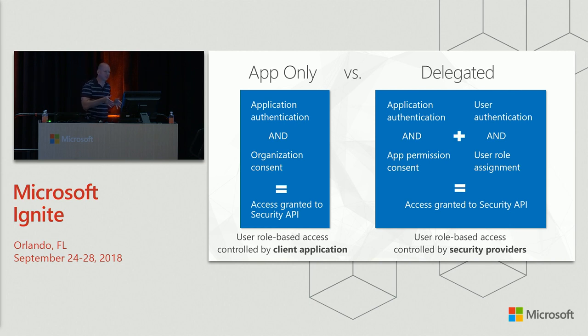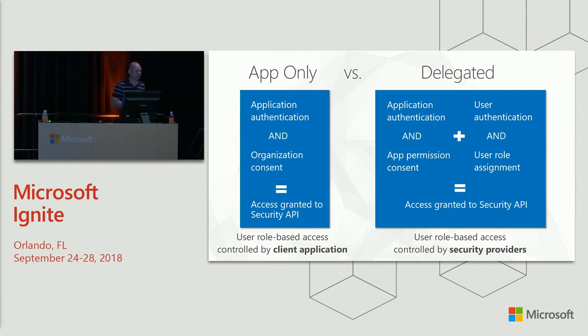So if you're running in app-only mode, in order to get access to the security API, the application authenticates to the API, and it presents its identity and its application secret, but it doesn't present any information about who's using the application. In fact, it doesn't have to have a user. This is a common use case for building daemons or services on the back end that want to talk to the API that don't have a user interface. And as long as the organization has granted consent, as we talked about, this application will be able to use the API.